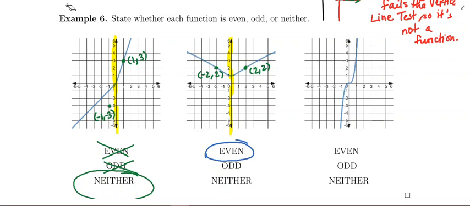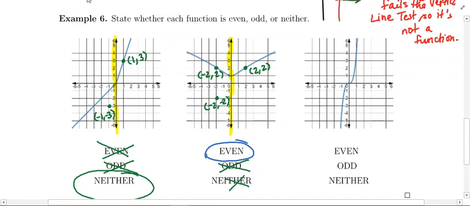So since we know this function is even, it cannot be odd. Okay, it can't have origin symmetry. And that's clear. We know (2, 2) is on the graph. So if this graph did have origin symmetry, (-2, -2) should be on the graph, and it's not. Okay, so this graph is even, not odd, and we can't write down neither because it is even.